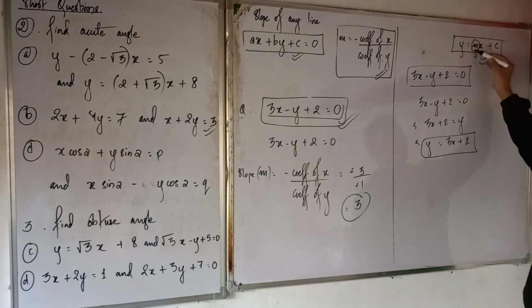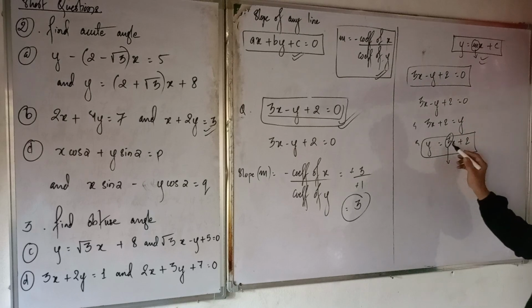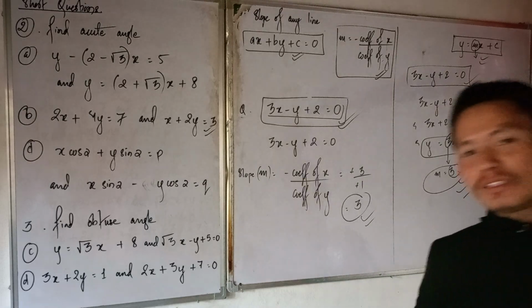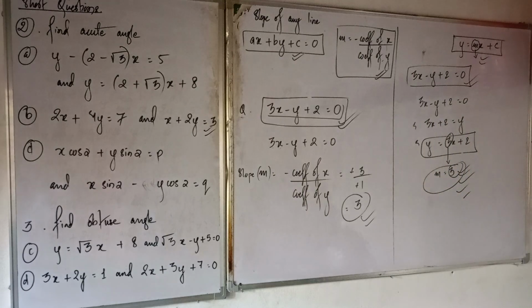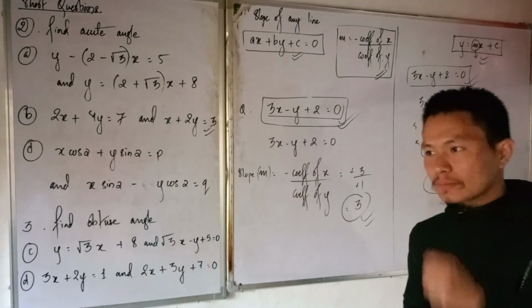So whatever the value of m represents here denotes the slope of this line. y equals 3x plus 2, which means m is 3. So 3 represents the slope of this line, which is the same answer. Yes, you will get the identical answer. You don't have to worry about that. Use whatever suits the circumstances at that time.